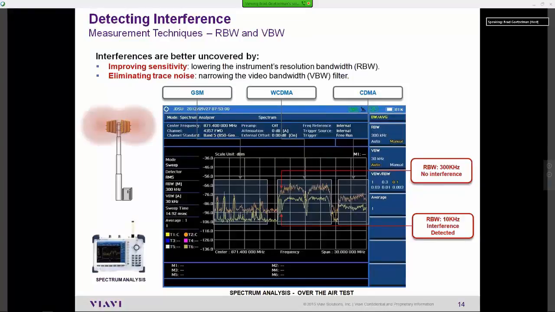This slide is actually showing clear examples. On our instrument, you'll notice in the lower left-hand corner the letter C. This stands for captured trace, meaning that whoever did the screen capture, this was not a live display at the time, because both of these traces were already captured and static. They captured one trace using a resolution bandwidth of 300 kilohertz with no interference. Then, after making it static, they dropped the resolution bandwidth to 10 kilohertz, and here they can actually see the interference being detected on the edge of that signal.